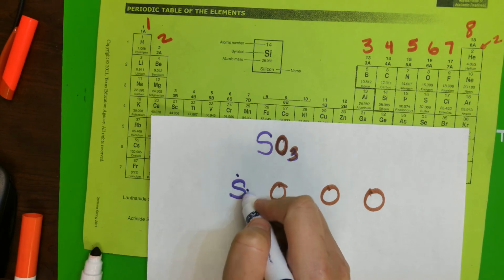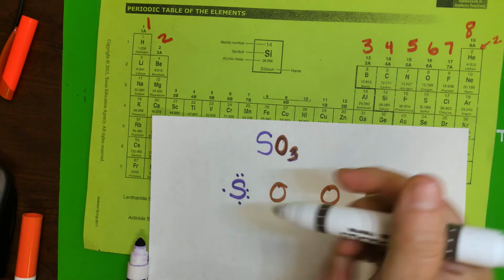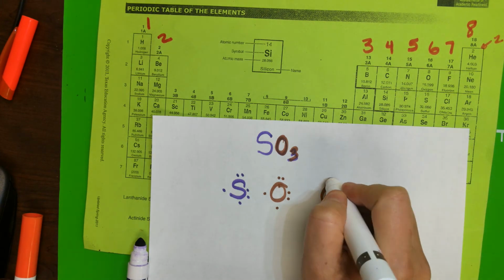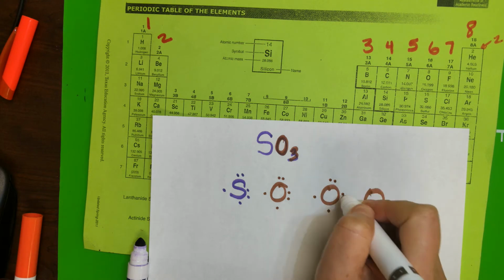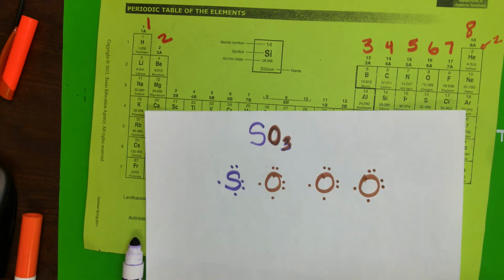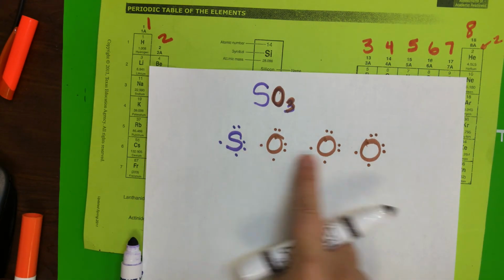So it's 1, 2, 3, 4, 5, 6. And oxygen has 6 as well, so it's 1, 2, 3, 4, 5, 6 for each of the three oxygens. There you go. Now you count all your valence electrons: 6 times 4.